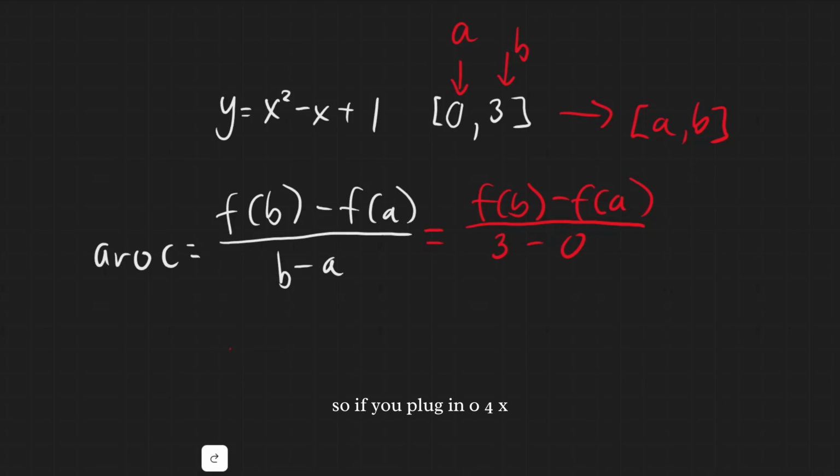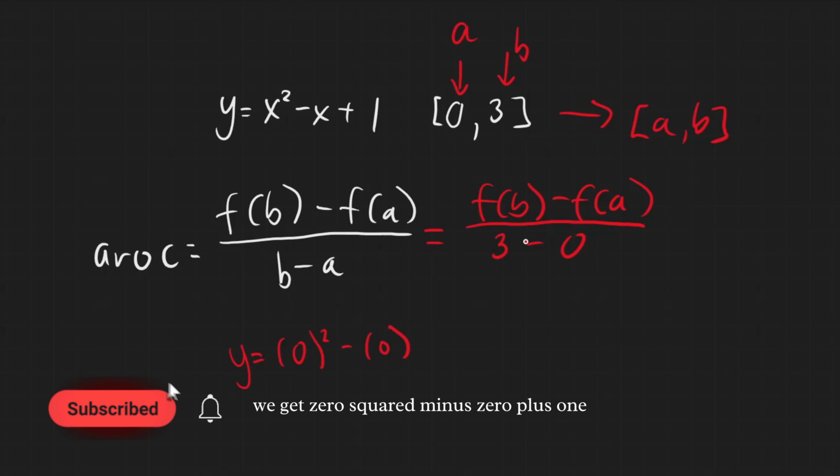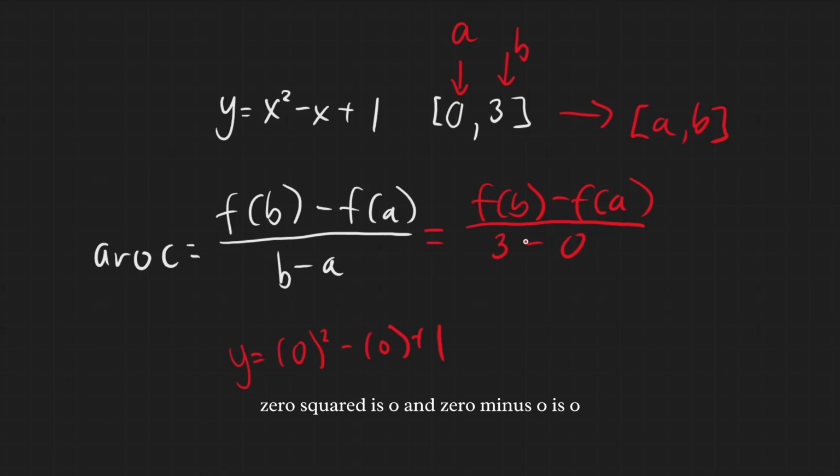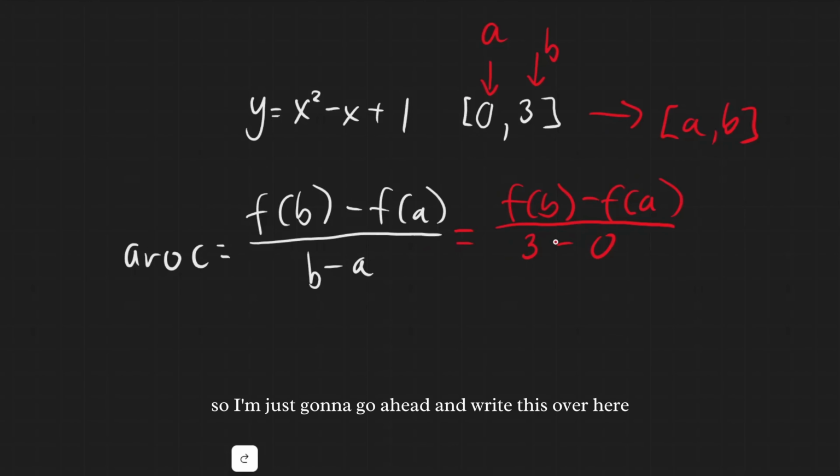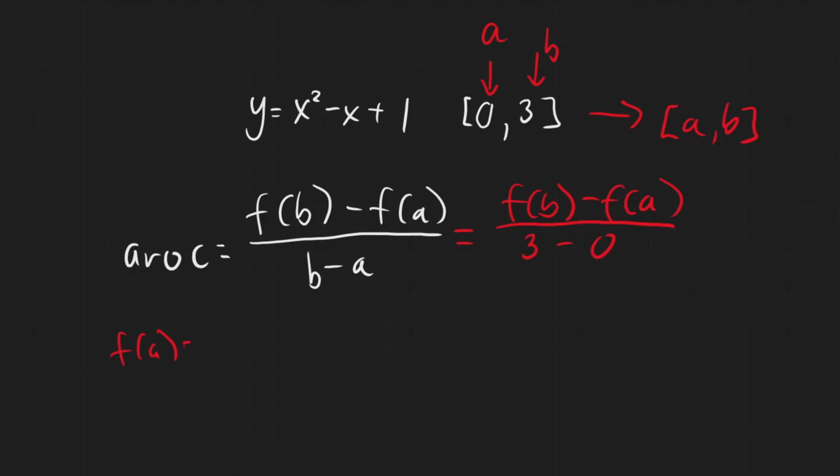So if you plug in 0 for x, we get 0 squared minus 0 plus 1. 0 squared is 0 and 0 minus 0 is 0. If we add 1, that equals 1. So f of a is 1. Because we plugged in a, which was 0, and we got out 1, which is f of a. So we can just go ahead and fill that in right here. So I'm just going to go ahead and write this over here.